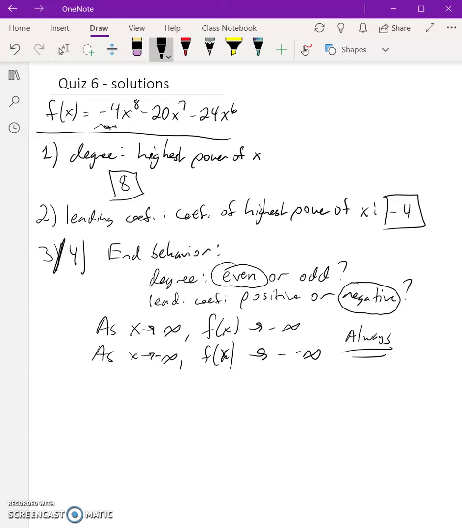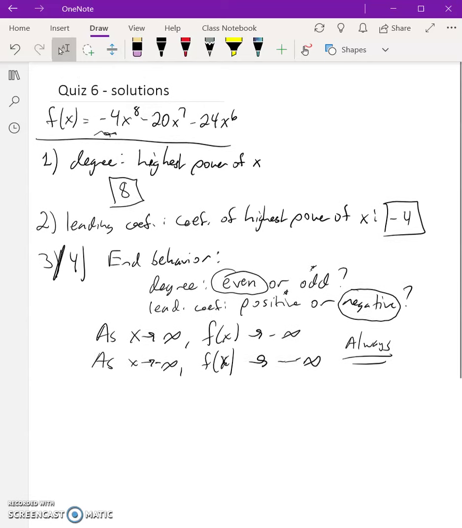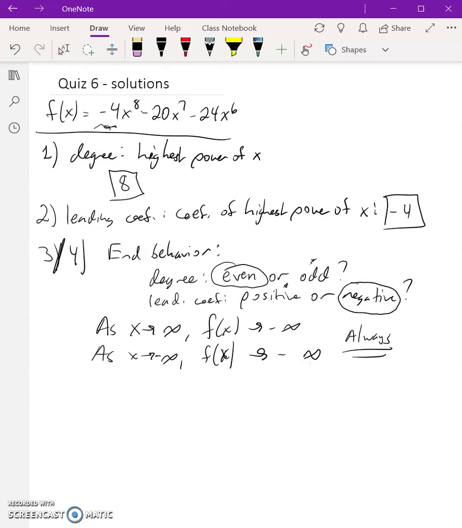Now, if it's different, let's say, for instance, it was an odd degree with, say, a positive leading coefficient, well, then we would get a different end behavior. That would be as x goes to infinity, f of x goes to positive infinity, and as x goes to negative infinity, f of x goes to negative infinity. So this is our end behavior.